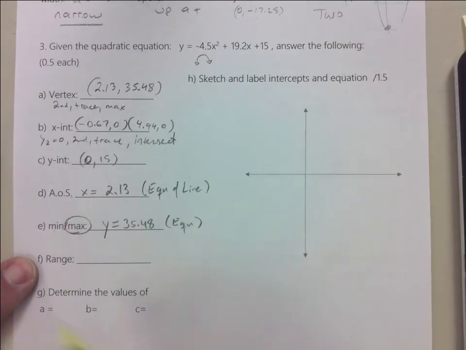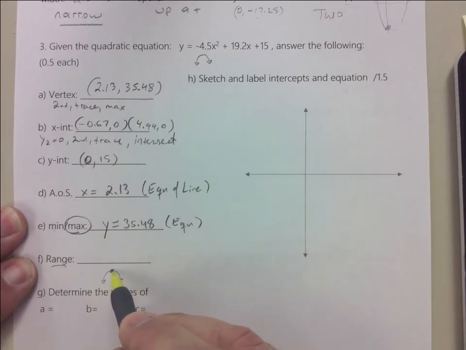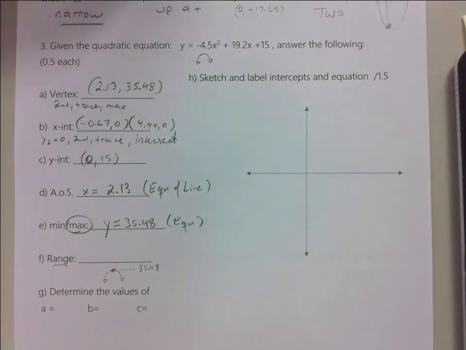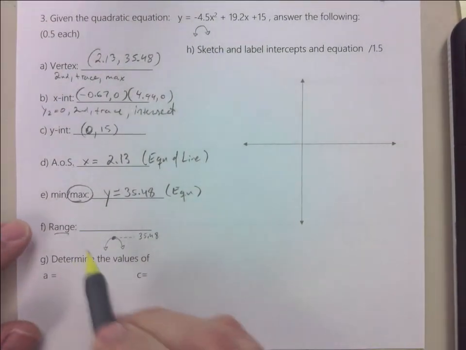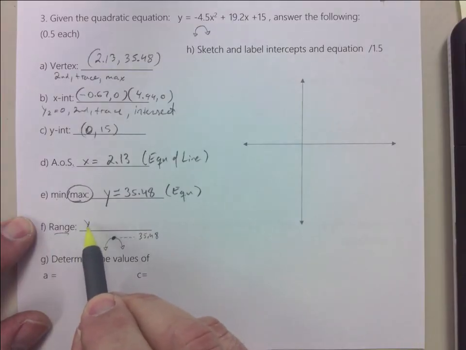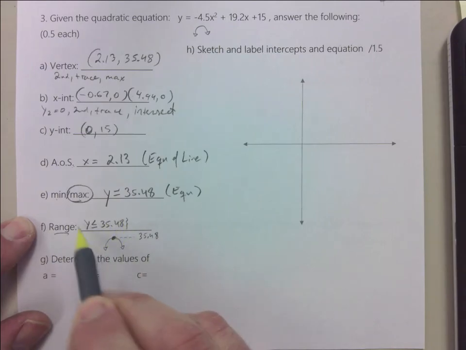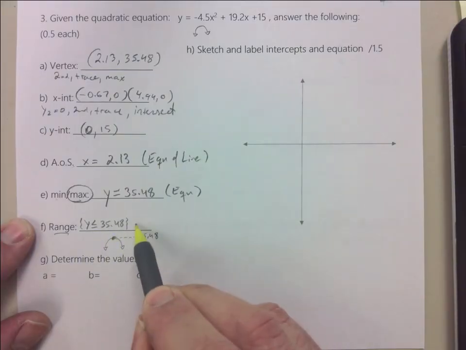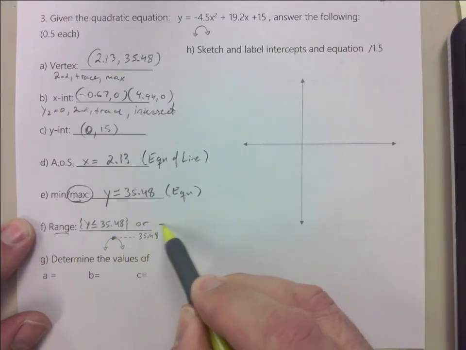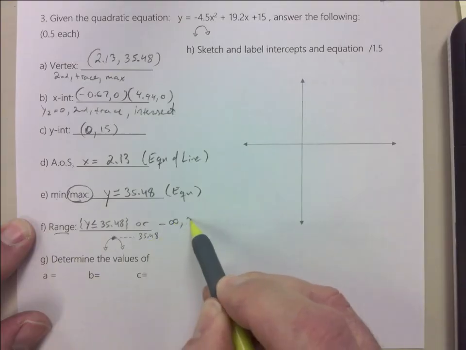What about the range? Range is concerned with the y values. So because it's going like this, I need the vertex here. The highest y value I ever have is 35.48. So that must be part of your answer here. So you either say that y is less than or equal to 35.48. That's the set notation. Or you say that it goes from negative infinity all the way to 35.48.